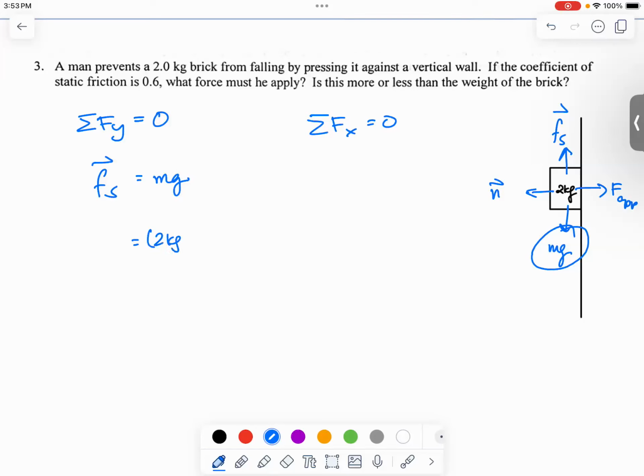And this will be 2 kilograms times 9.8 meters per second squared. And that tells you it is 19.6 newtons for the static friction. And then do we have the mu? Yes, we have the mu. So we have the friction, we have the mu. That means we have the normal force as well. So I think we can step aside on the left and find out the normal force.